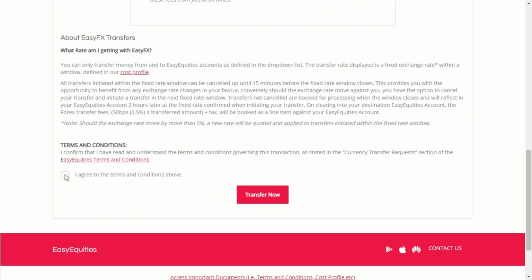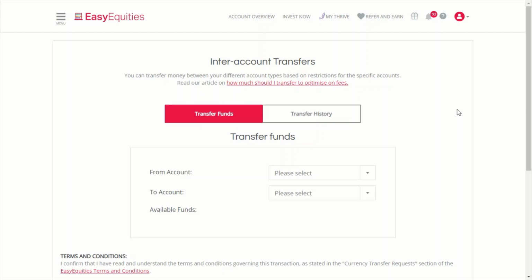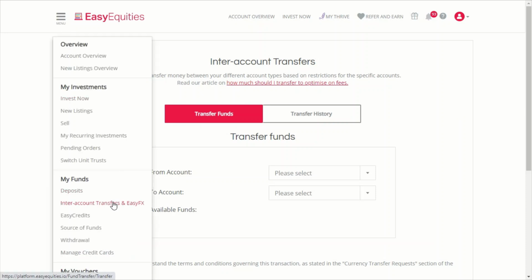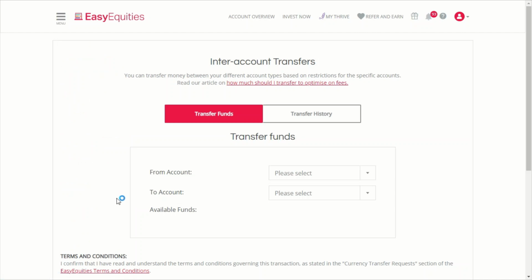Then you can agree to the terms and conditions and select transfer now. Keep in mind, the conversion takes roughly half a day to complete. And if you're unsure of anything, just chat to Easy Equities and check out their FAQ page.